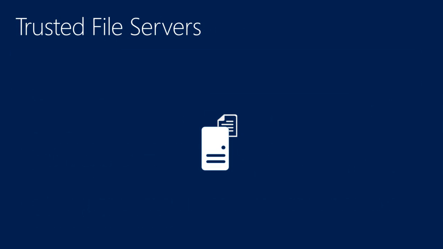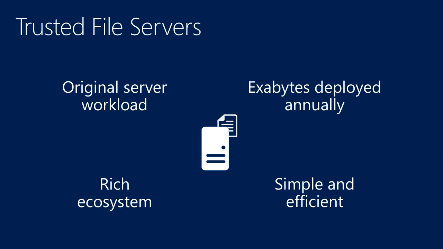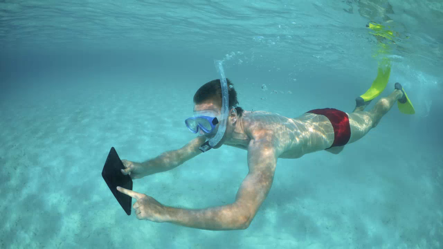We'll start just by talking about the file server. The file server has been around for decades. It is, in fact, the original server workload. And it's grown. Exabytes of data are now deployed annually just to support information workers. The file server was designed to be incredibly simple and efficient, and it now offers continuous availability and breakthrough performance. And around the file server, an ecosystem of utilities and applications to help you manage and protect data has emerged. But expectations have changed.